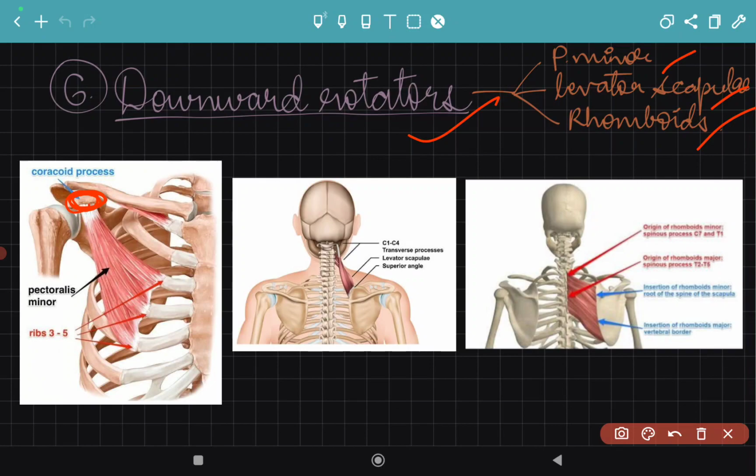Next is the levator scapulae, which is attached to superior angle of the scapula, from superior angle to the root of spine of scapula. So it does downward rotation of scapula.